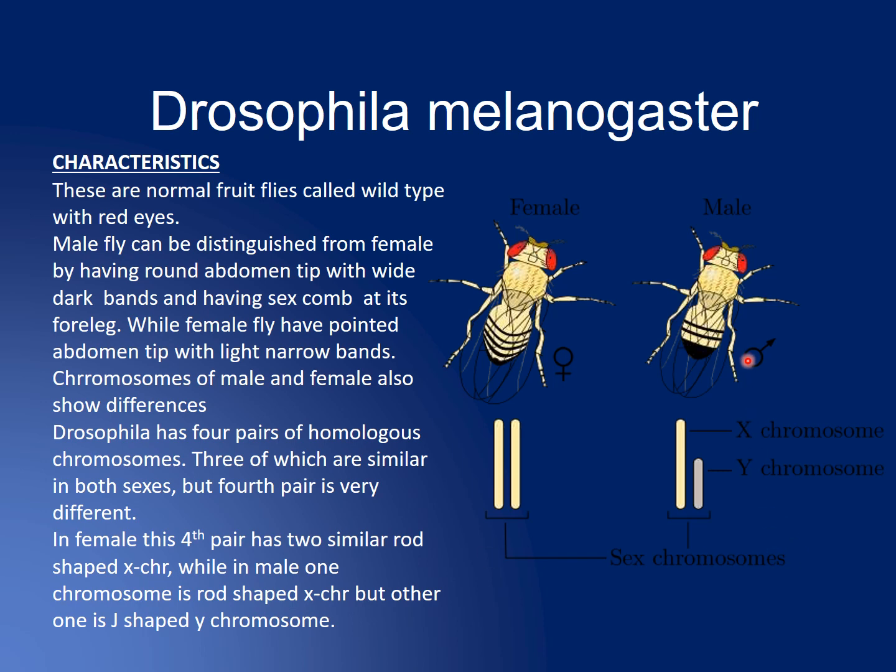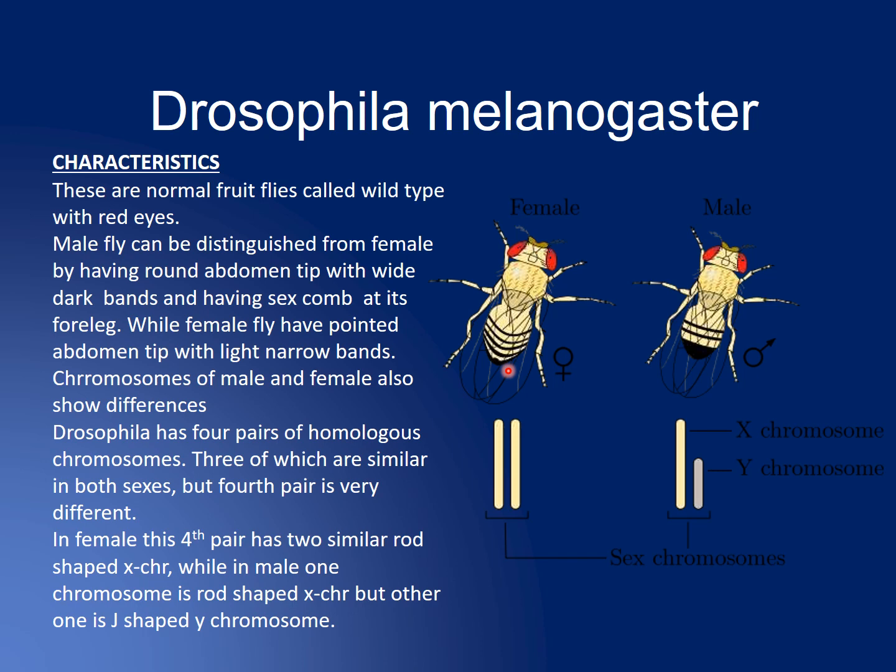Male fly can be distinguished from the female fly by having a round abdomen tip with wide dark bands and having 6 combs at their forelegs, while the female flies have a pointed abdomen tip with light narrow bands.